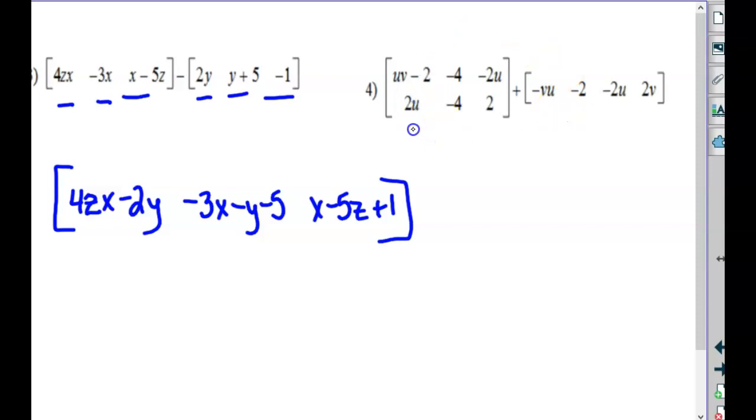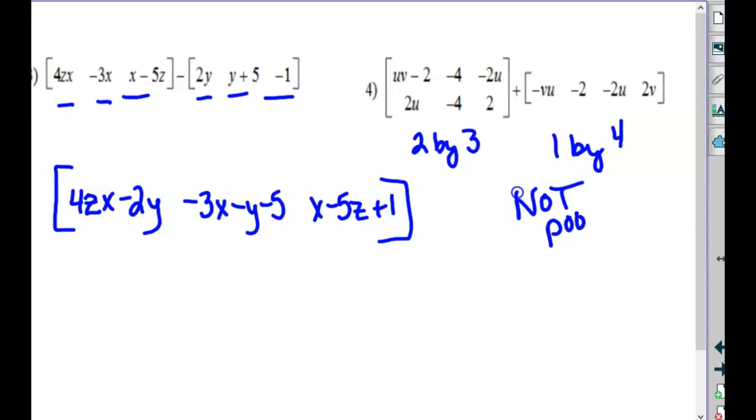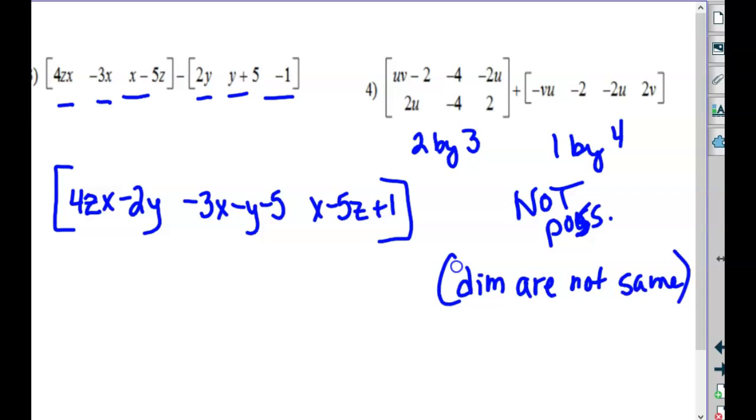Why not? What size is this first one? 2 by 3, and this one is a 1 by 4. So this is not possible. And I'm just going to write dimensions are not the same. You don't have to write that, but for the notes, if someone's looking at it, it'll make sense why we can't do it, okay? What do you mean by undefined?